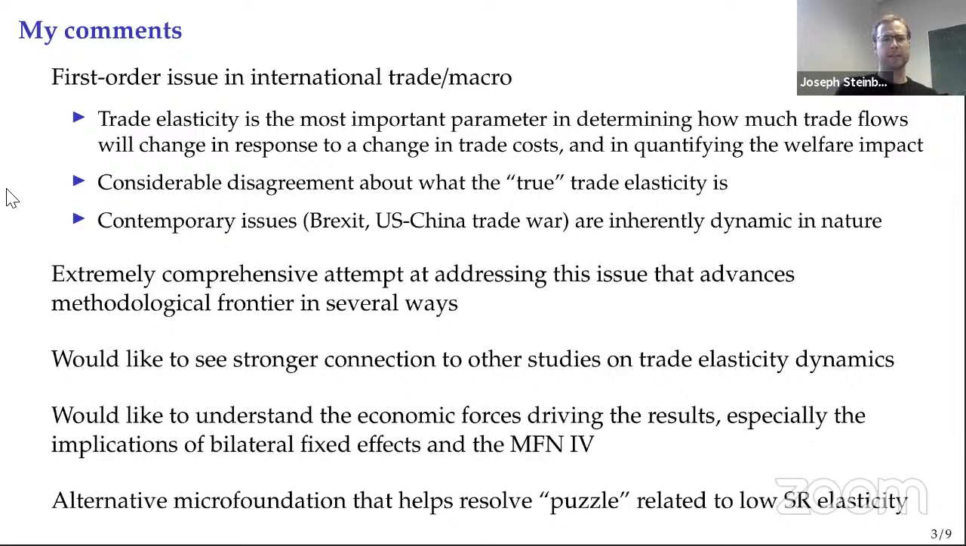So broadly, my comments are as follows. Number one, this is a really important issue. The trade elasticity is the most important parameter in determining both how trade flows will respond to a change in trade costs and also in quantifying welfare.